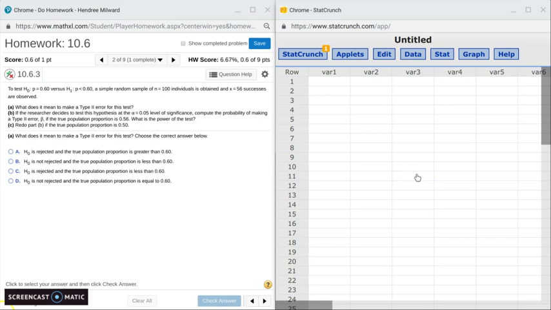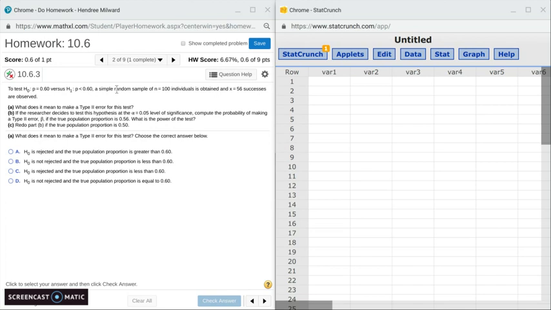Okay, this is, what is it? Chapter 10.6, number 2, and so this is all about the power of the test. Let me just read the first part of this question. The null hypothesis is that the population proportion is 60%, and the alternate hypothesis is that it's less than 60%.